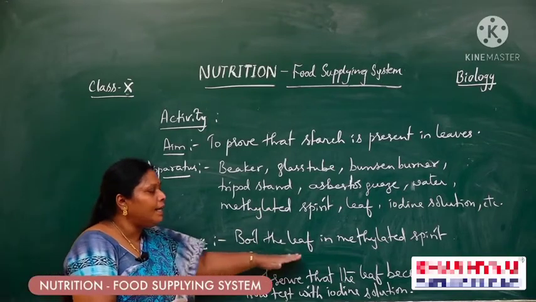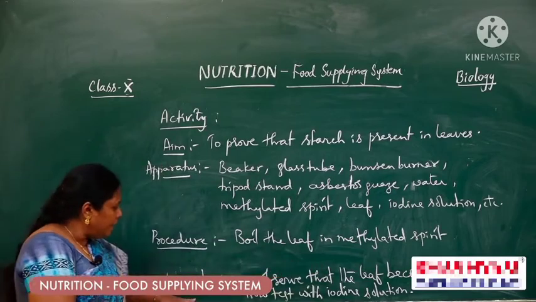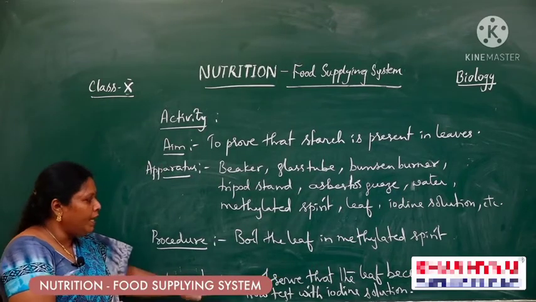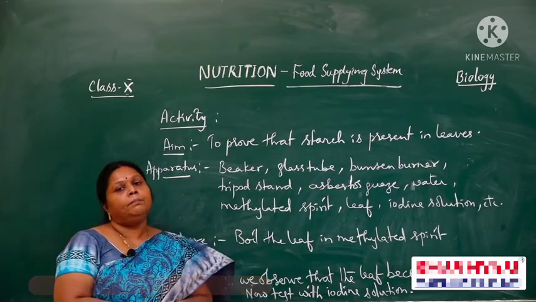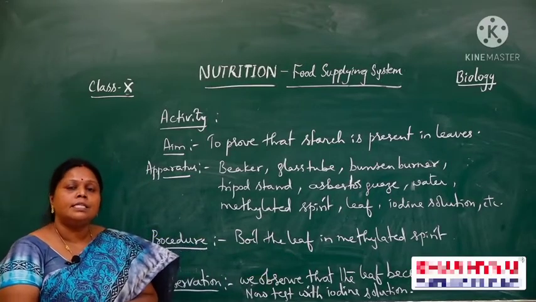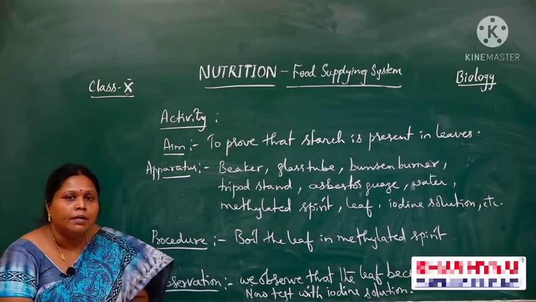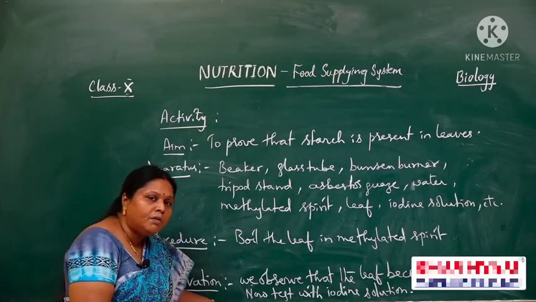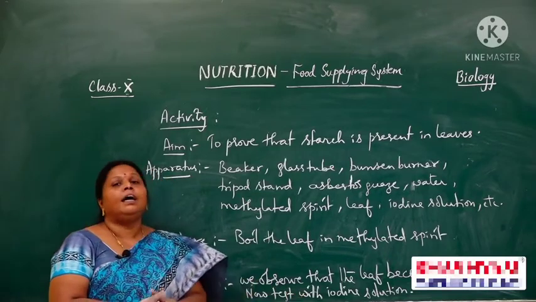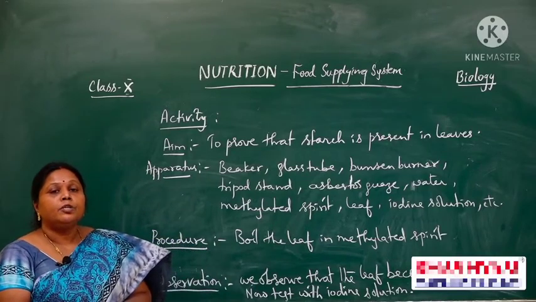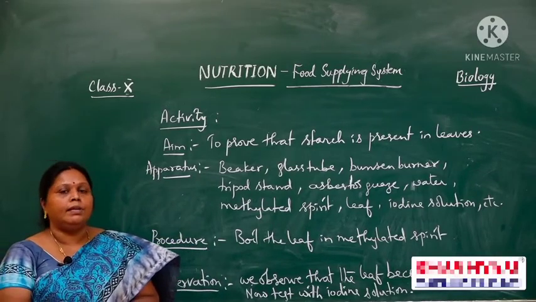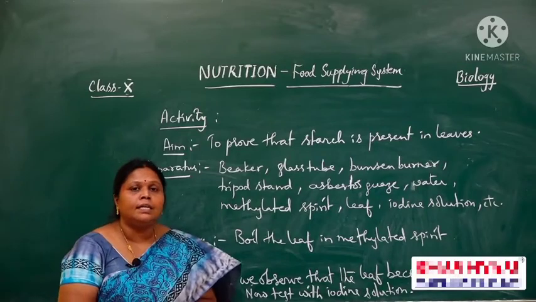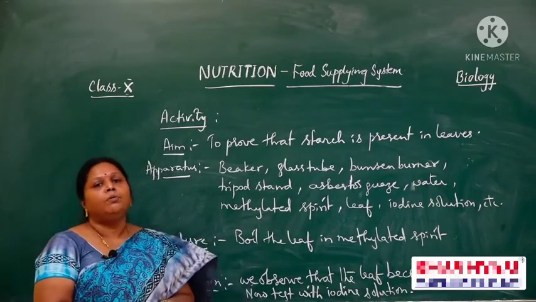We had boiled the leaf in methylated spirit, and then what is our observation? We observe the leaf become pale, that is it lost its color, it has become colorless. Now after that what did we do? We had taken that leaf outside and tested with iodine solution. So when we had tested with iodine solution, what is the result? It changed into blue-black color.